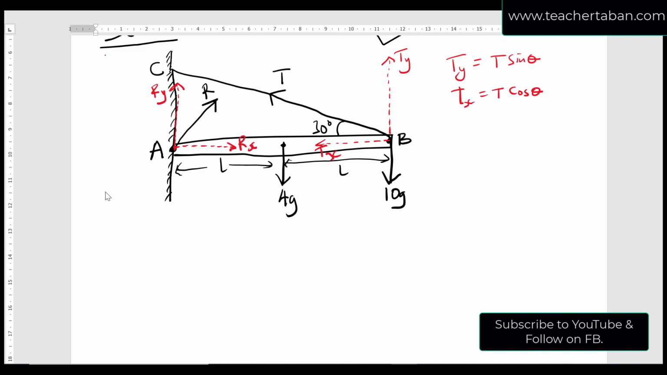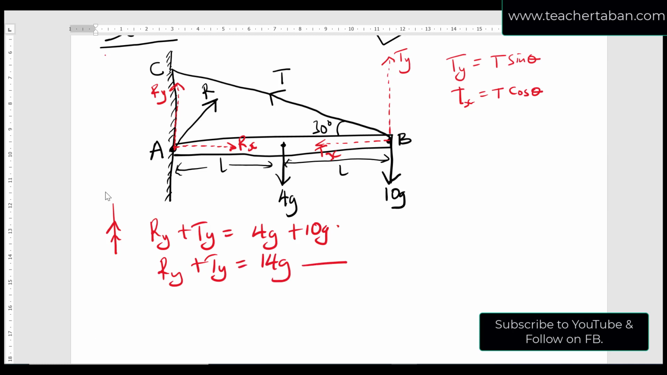Rx. So, for the resultant force being equal to 0, vertically, the sum of forces acting upwards, Ry plus Ty, must be equal to the sum of the forces acting downwards, 4g plus 10g, implying that our Ry plus Ty must be giving us 14g. I'll call this one my equation 1. And then horizontally, the sum of the forces acting to the right, that is Rx, must be equal to the sum of the forces acting to the left, that is Tx. I'll call this one my equation 2.